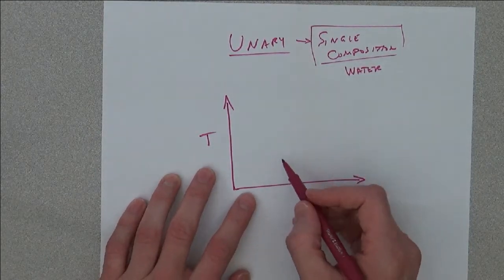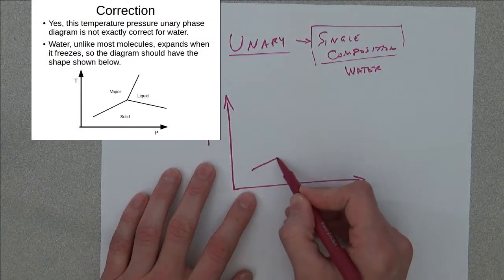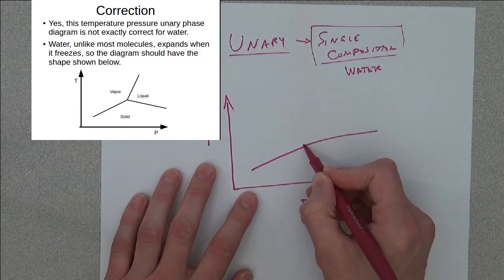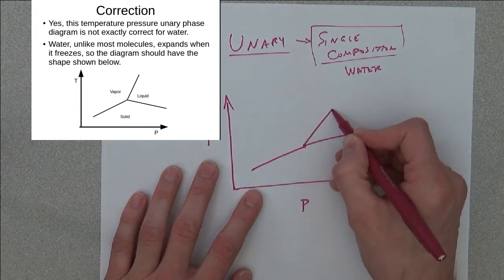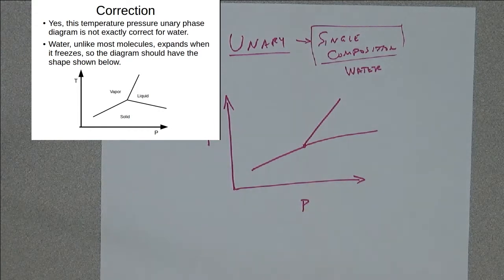And a phase diagram of water in terms of temperature and pressure will look something like this. Or I should say any phase diagram in which we're dealing with a simple compound that goes through a freezing and then melting cycle.